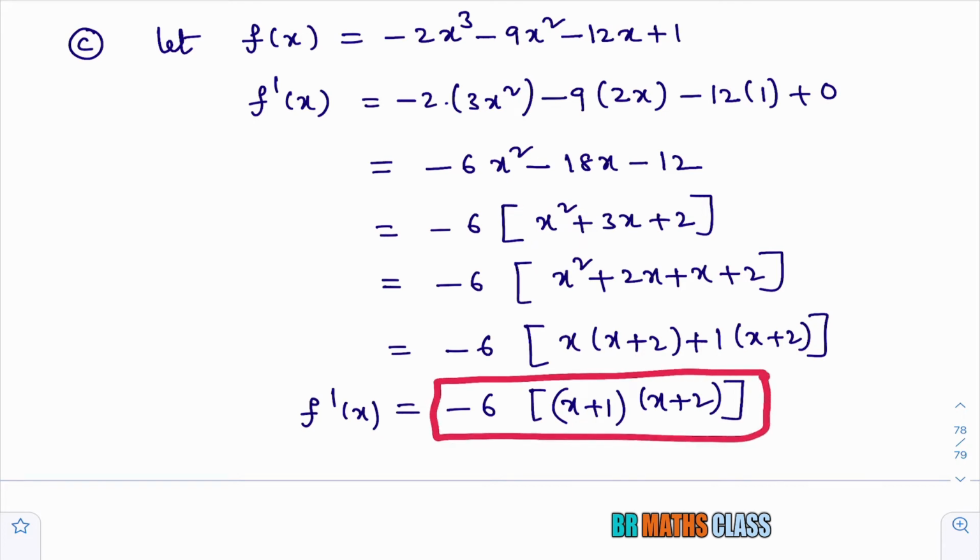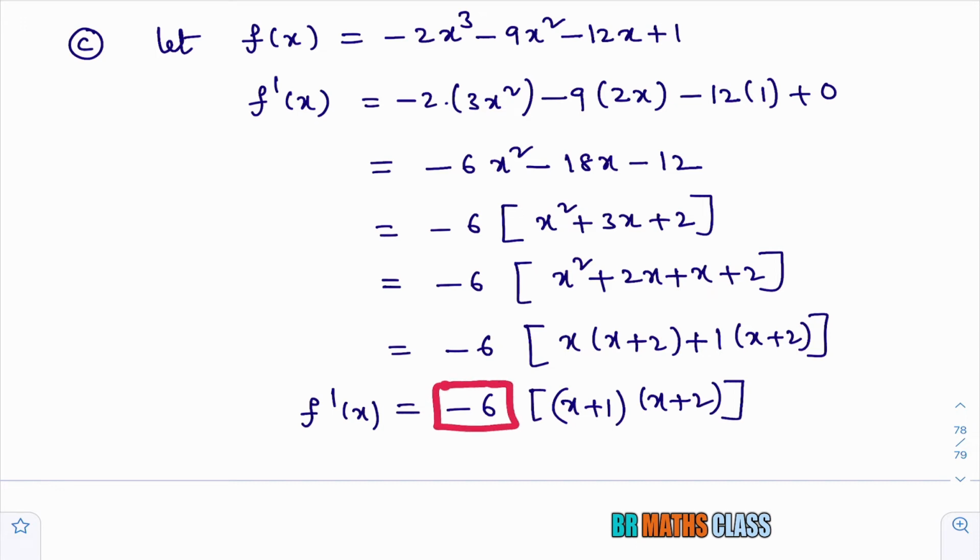Now I need to find for what values of x this f dash of x is greater than 0, for what values of x this f dash of x is less than 0. This is a little interesting one because here minus 6 is there. This makes this problem interesting. Now what I'll do here, you observe here a product of linear factors is there. First I'll try to identify for what values of x this expression is positive, for what values of x this expression is negative. You observe I'm not considering minus 6 here. Observe this carefully.